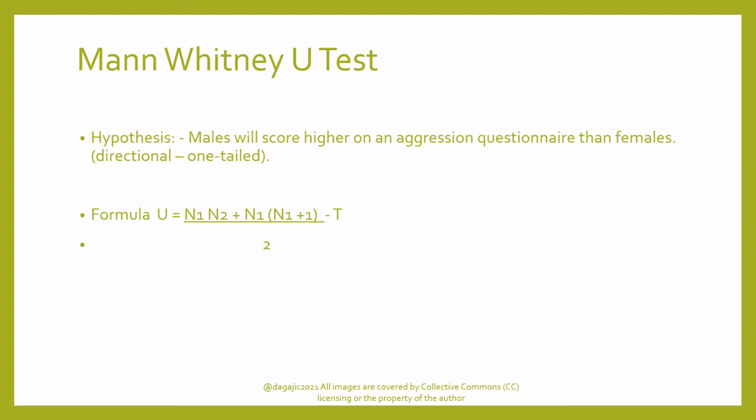So in our example, we're going to test the hypothesis: males will score higher on an aggression questionnaire than females. It's directional or one-tailed because previous research has been done in this area. So our formula looks quite scary, but actually once you break it down, it's fine. N1 is the number of males in your study and N2 is the number of females. And the T value we're going to calculate using a table.